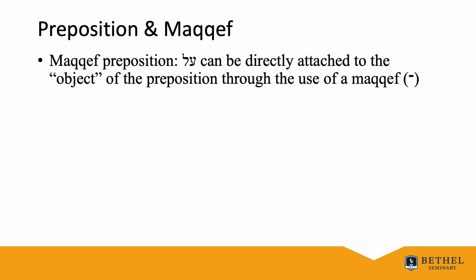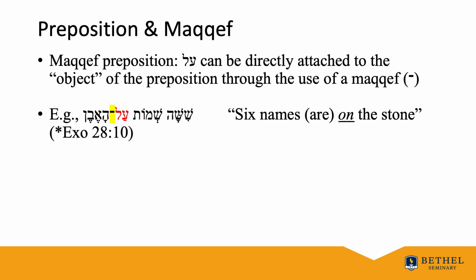However, prepositions can also be directly attached to a word that they modify or are associated with by attaching what we call a makef. A makef is a horizontal line on the top that is directly connecting two or more words together. So let me try putting a makef to the passage that we're working with. Here, you can see that instead of having the al separated by a space, you can add a makef to say it's upon specifically the even, which is the stone.